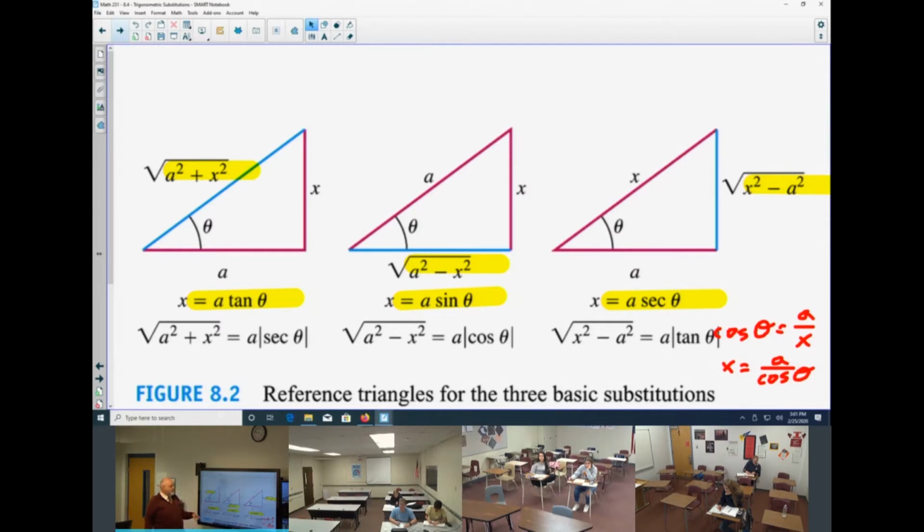And then we're going to make this substitution for x, because x will be tangent of theta, opposite over adjacent, and then you solve for x and you get a tangent theta. When we have radical a squared minus x squared, we're going to use this triangle, and the radical is going to be one side, and we're going to use this substitution, x equals a sine theta. When we have radical x squared minus a squared, it's going to be this leg of the triangle, and we're going to use this triangle and this substitution. As we go through, we're going to identify the radical and then figure out the triangle and the substitution that we need.